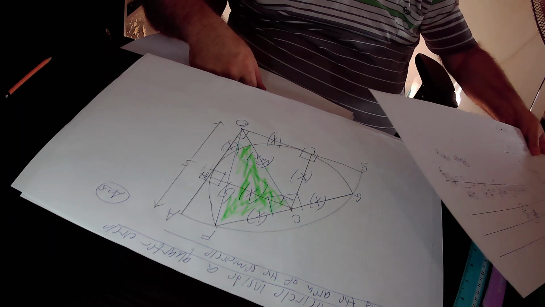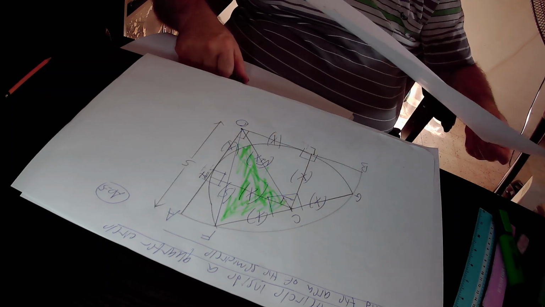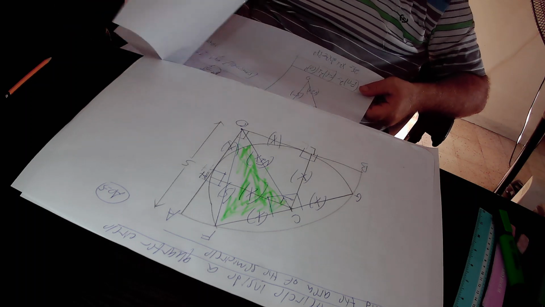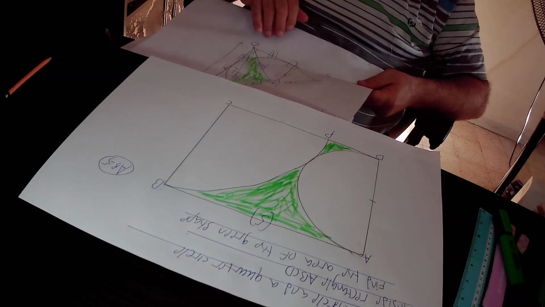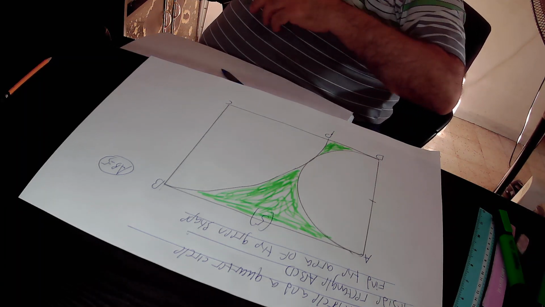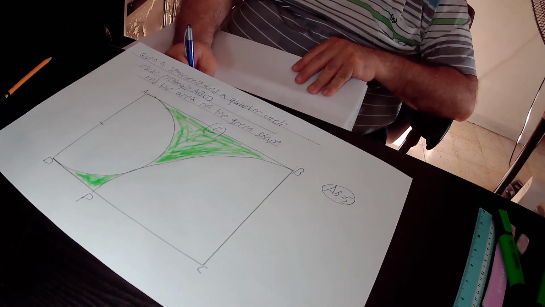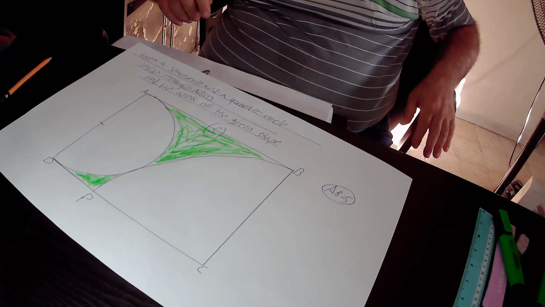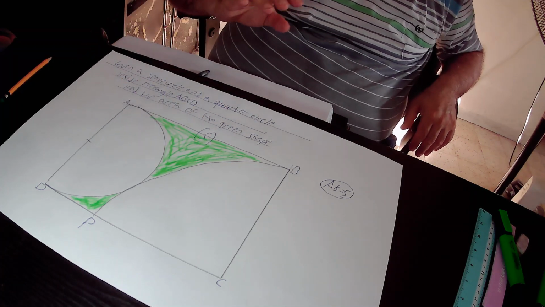In the next step, I present you the second question and we will solve it. Our mission in the second question is to find out the area of this green shape.